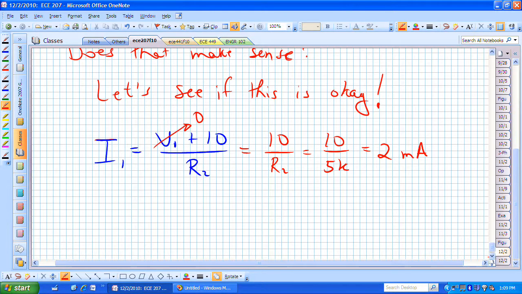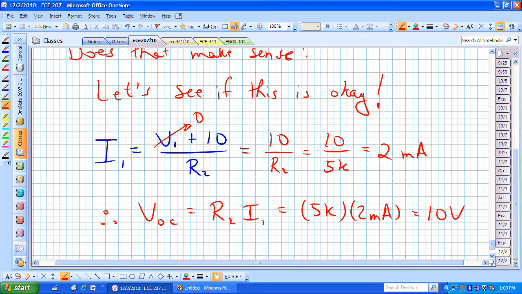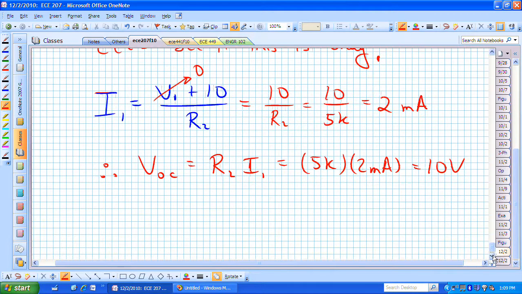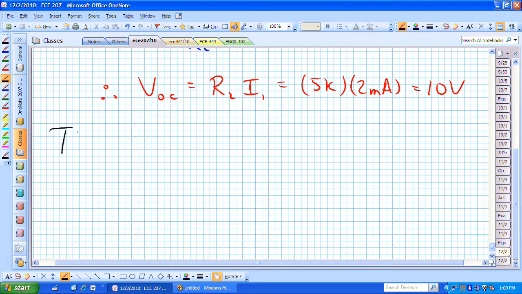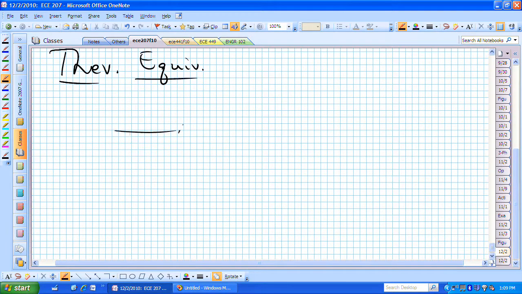And remember what we were after, actually. We were after this open circuit voltage, which was this R2 times I1. R2 was 5K. I1 we just now found to be 2 milliamps. That says now that the V open circuit is 10 volts. We now have our Thevenin equivalent. That's hopefully going to allow us to solve this load line analysis problem.